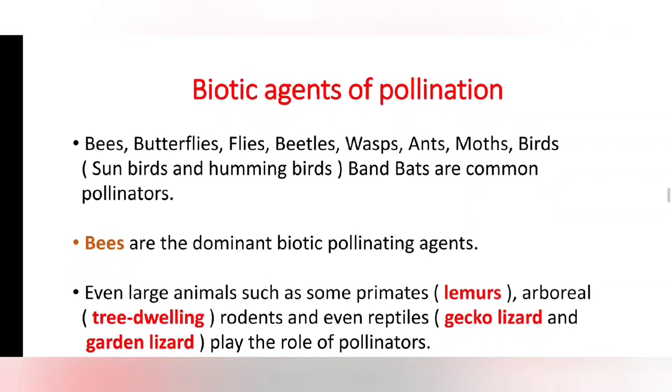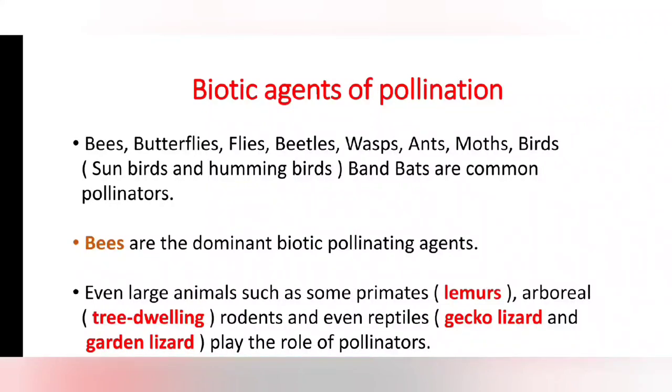Now comes the biotic agents of pollination. Bees, butterflies, flies, beetles, wasps, ants, moths, birds, in the sense sunbirds and hummingbirds. Then, and birds, here it is wrongly typed, not ban birds. Birds are common pollinators. Bees are the dominant biotic pollinating agents. Among these biotic agents, bees take the lead.